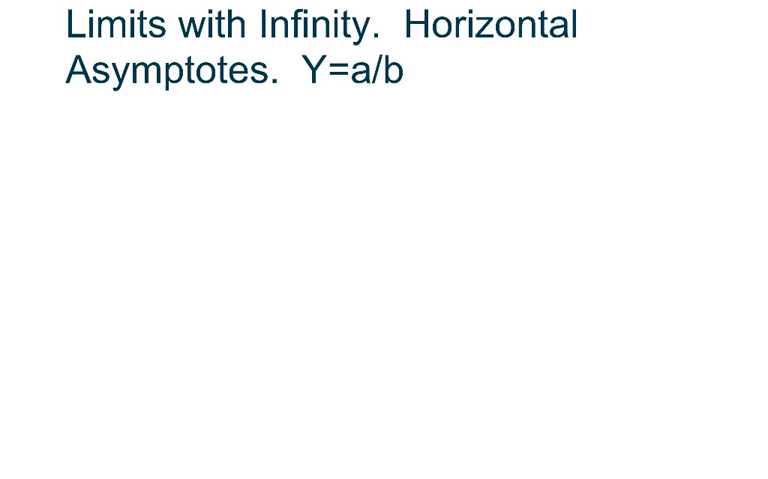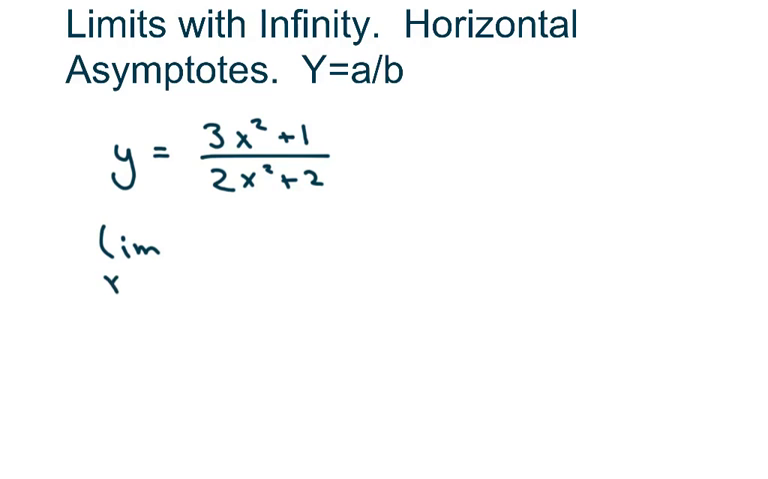Hi everyone, we're going to talk about limits involving infinity in regards to horizontal asymptotes. So we're going to take some equations like y equals 3x squared plus 1 over 2x squared plus 2. And basically we're going to take the limit of that as x gets extremely large, going to infinity, of 3x squared plus 1 over 2x squared plus 2.